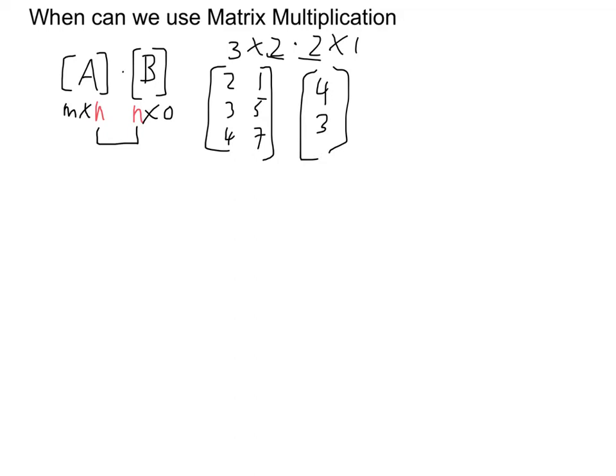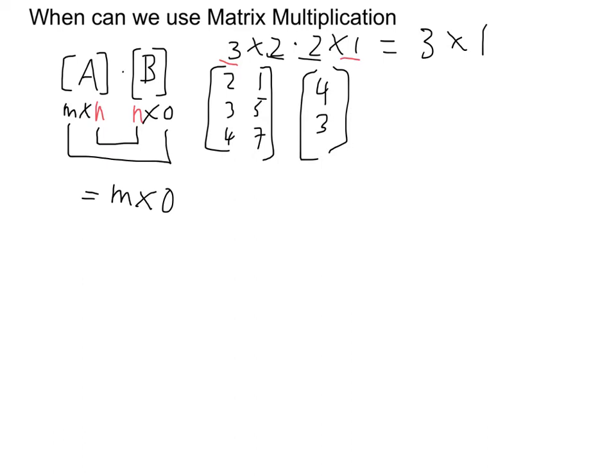And the other part is, what does it give you? It gives you the outer dimensions. If we multiply them, it's going to give us a matrix of M by O, the outer dimensions. So number one, the inside dimensions have to match. Number two, the outer dimensions are the resulting matrix. In this example, the outer dimensions are these two, so it's going to make a 3 by 1 matrix.